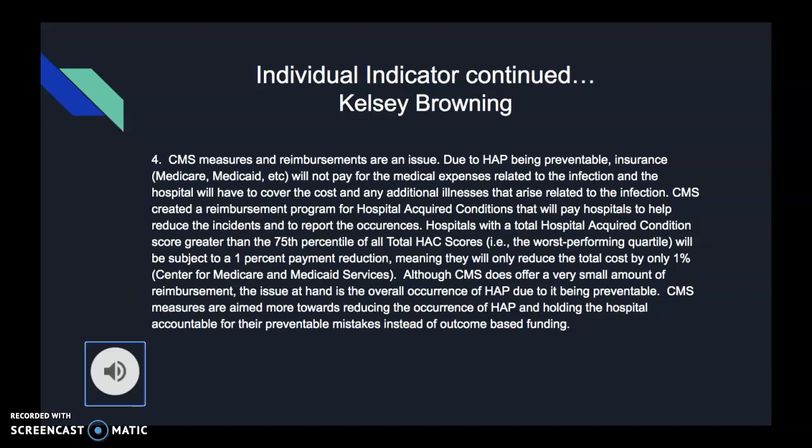CMS created a reimbursement program for hospital-acquired conditions that will pay hospitals to help reduce the incidence and to report the occurrences. Hospitals with a total hospital-acquired condition score greater than the 75th percentile of total HAC scores, for example the worst performing quartile, will be subject to a 1% payment reduction, meaning they will only reduce the cost by 1%.